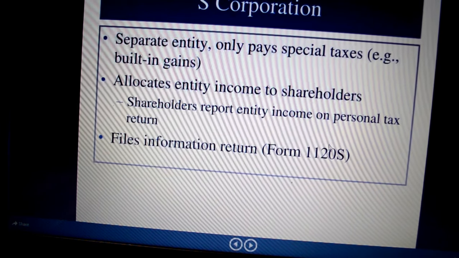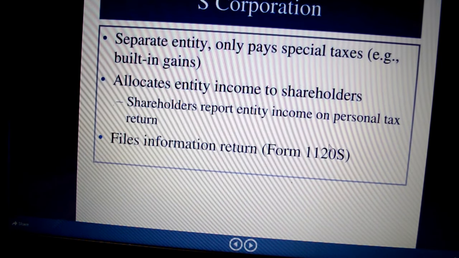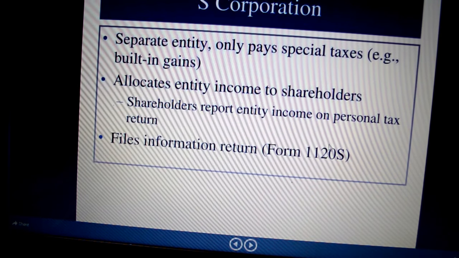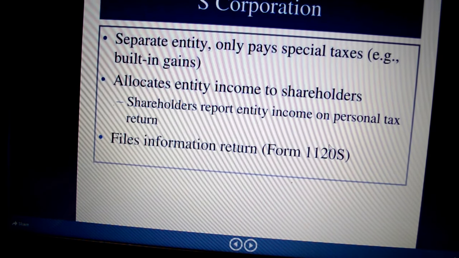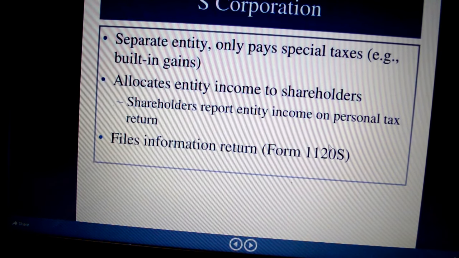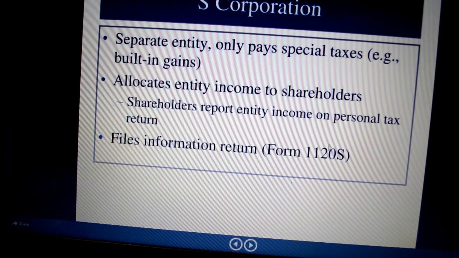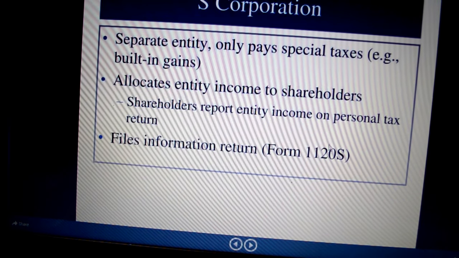Now let's talk about corporations. Corporations are governed by Subchapter C or Subchapter S of the IRC, that is the Internal Revenue Code. Those governed by Subchapter C are referred to as C corporations or regular corporations, and corporations governed by Subchapter S are referred to as S corporations.